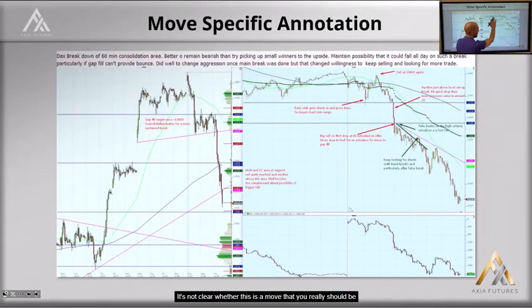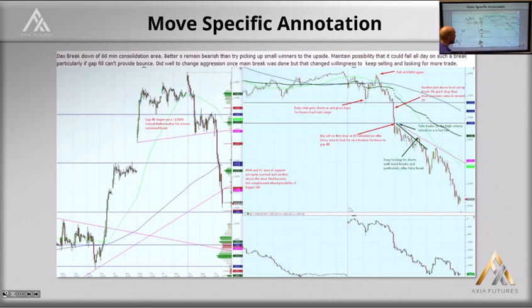Without any context, it's not clear whether this is a move that you really should be believing is going to keep going. For all you know, this is just a drop within a range, and we're going to rotate back up. You don't know that. But once you give yourself some context, you see that actually this is part of a much larger move. This is now this move.